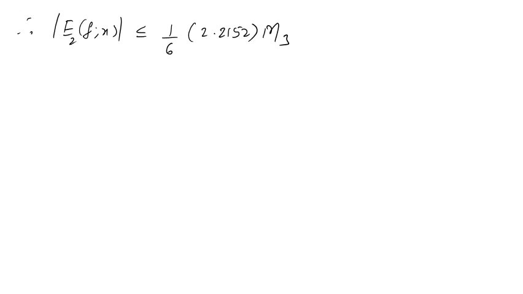So finally, mod e2 of f of x is less than or equal to 1 by 6 times the maximum value, 2.2152, into m3. So this value is finally 0.3521 m3. This is the error bound.